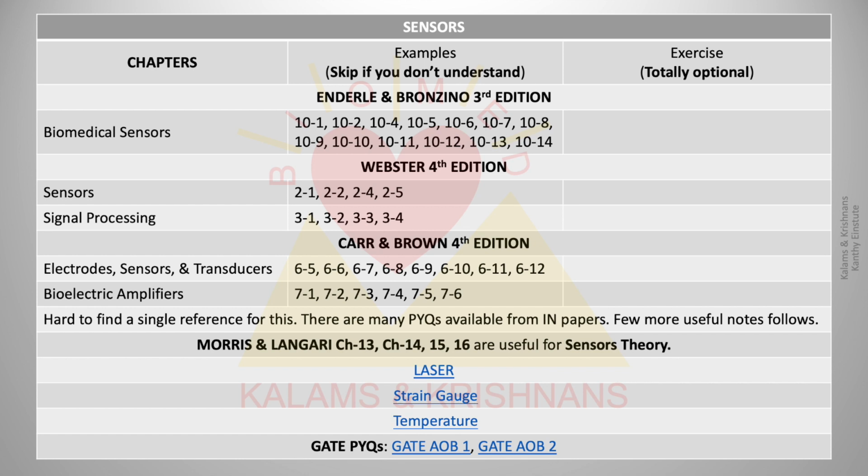There are a lot of previous year questions available from instrumentation papers. So if you look at those GATE books from instrumentation engineering, you can find a lot of examples. In addition to that, certain chapters in Morris and Langari, especially chapters 13, 14, 15, and 16, have a lot of useful theory on sensors. We also have very useful notes for topics like laser, strain gauges, temperature. I have also given a useful list of PYQ questions in the descriptions below.